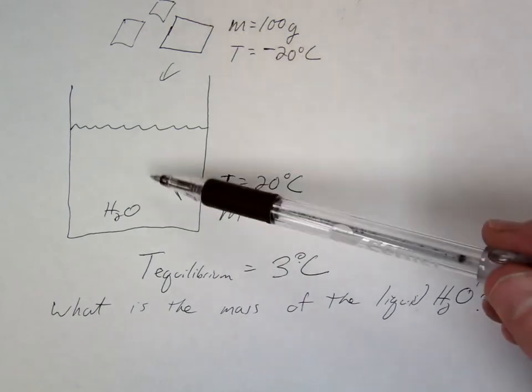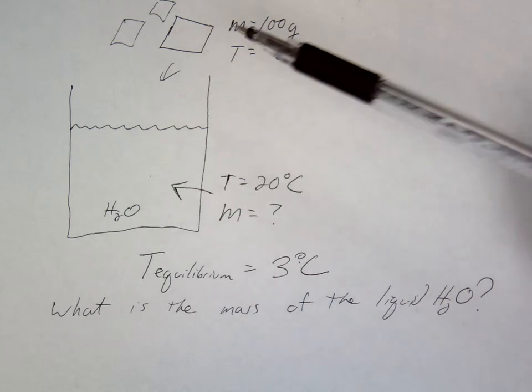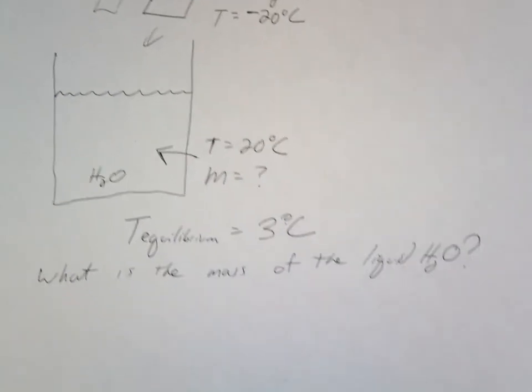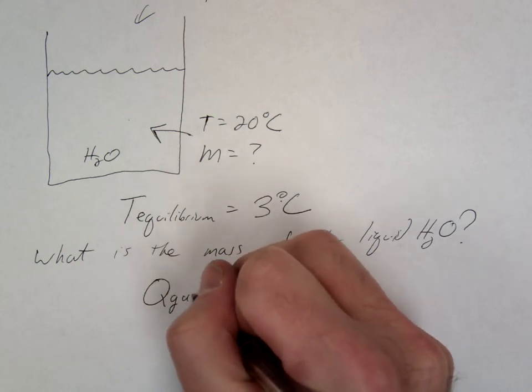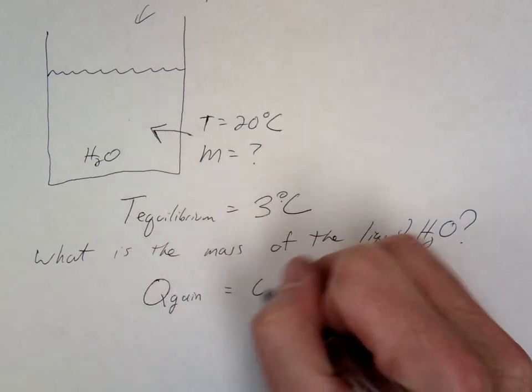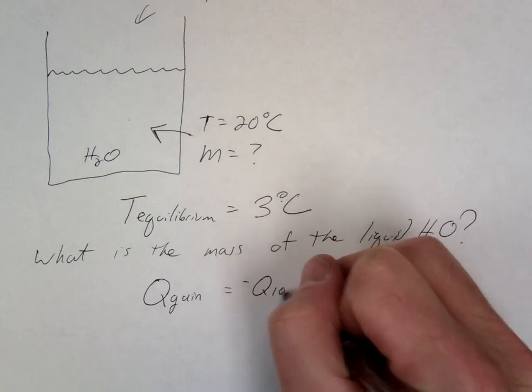So anyways, we're going to put some ice in our water. Water is going to cool down. Ice is going to heat up and do other things. So we'll approach this the same way. Q gain equals negative Q loss.